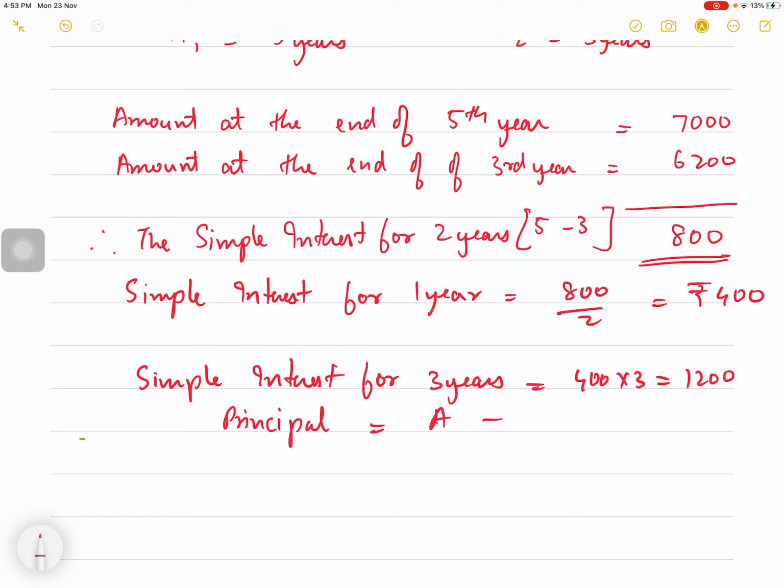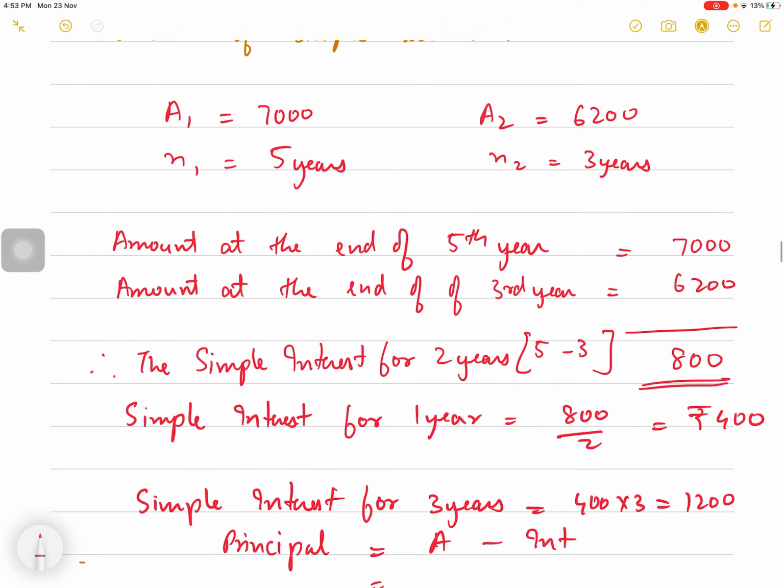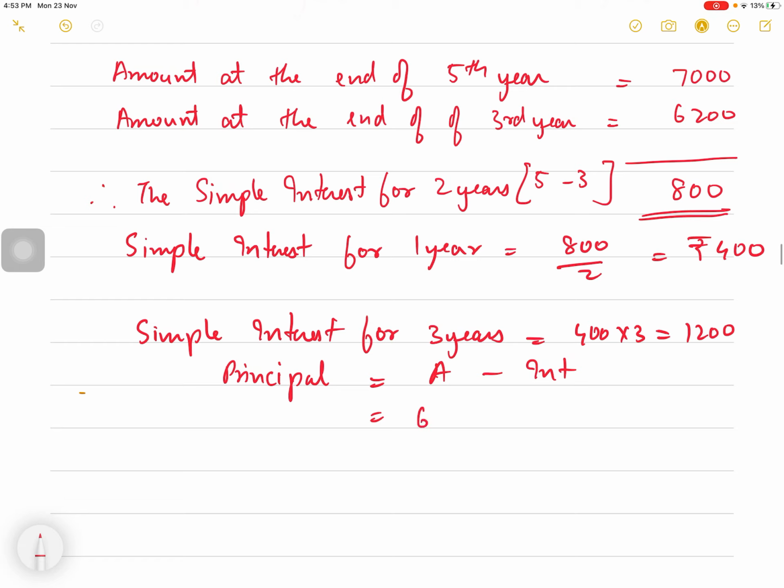So principal is equal to amount minus interest. Amount for 3 years is 6200 minus interest 1200, so 5000. So principal is 5000.